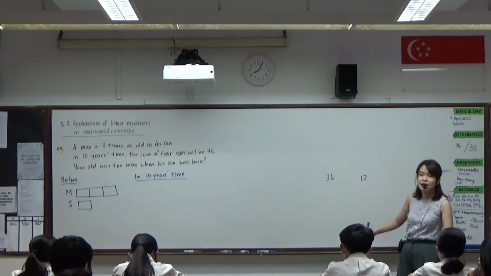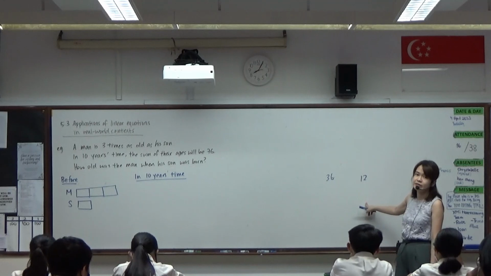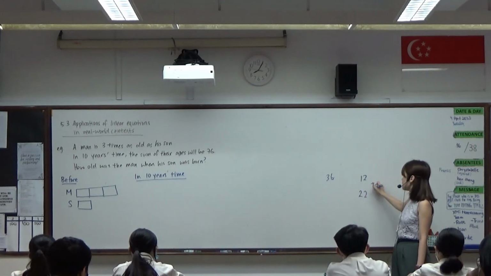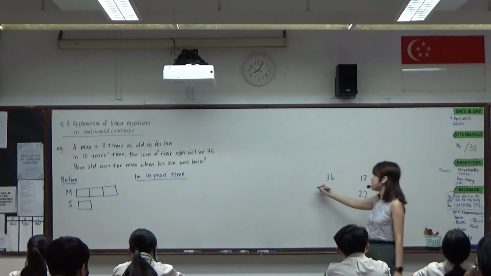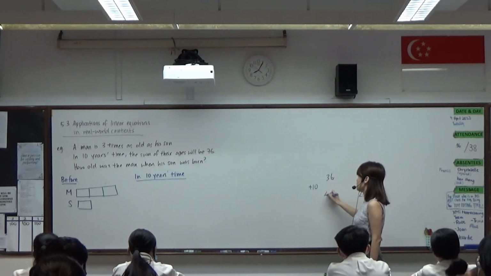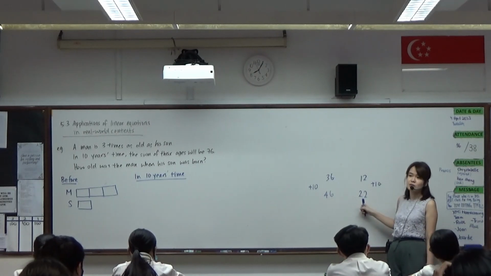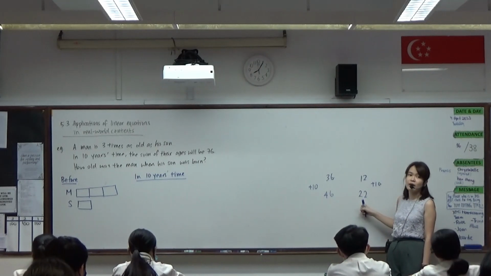10 years later, how old should they be? How old will En-Qi be? En-Qi will be 22, right? Because plus 10. And then Joshua will also be plus 10, so that will be 46. Will Joshua still be 3 times older than En-Qi? No, right? So 46 is not 3 times of 22.